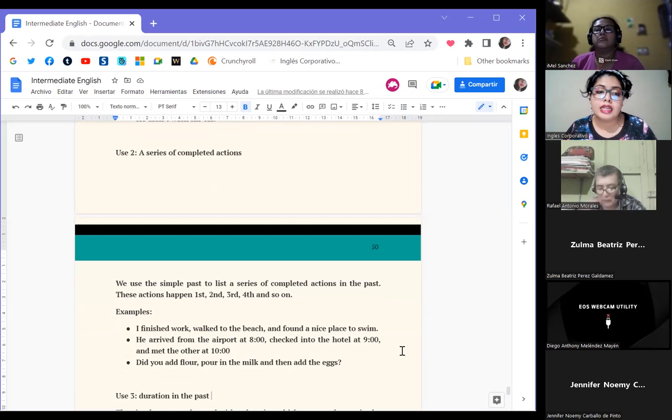Like in number one, that is maybe our plans for a day. First, we are going to finish the work. Then we are going to walk on the beach. And the last thing that we are going to do is find a nice place to swim. So in that case, we are doing some actions that are in order. So in that case, we are going to use a series of completed actions to talk about things that we did in the past.